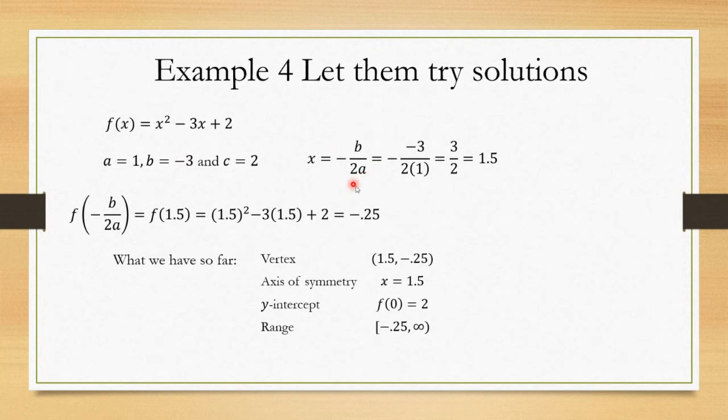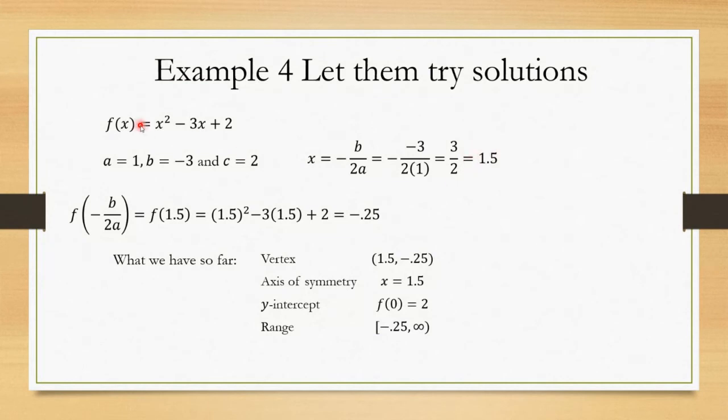Negative b over 2a. Okay, so from here, what do we get? We get negative 3 over 2, which is 3/2, okay? Which is, in fact, just 1.5. I mean, you could leave it as a fraction if you wanted to. Personally, I don't like to do that with this, but if you left it as a fraction, that's fine. I mean, with calculators and everything, you really don't have to.